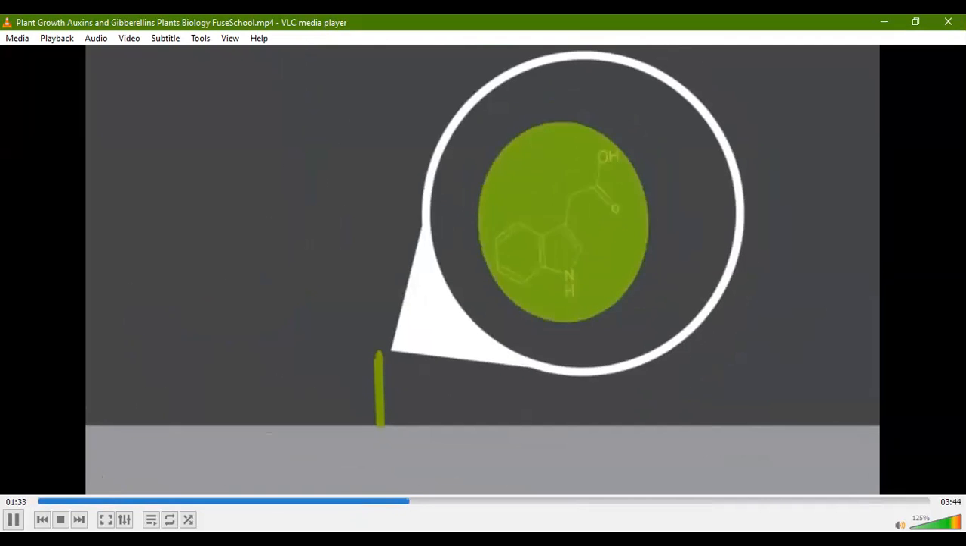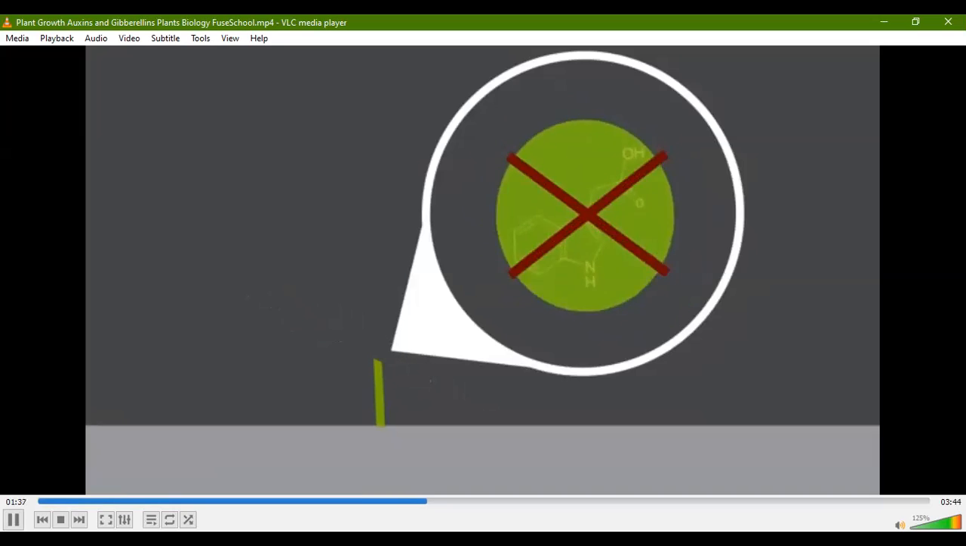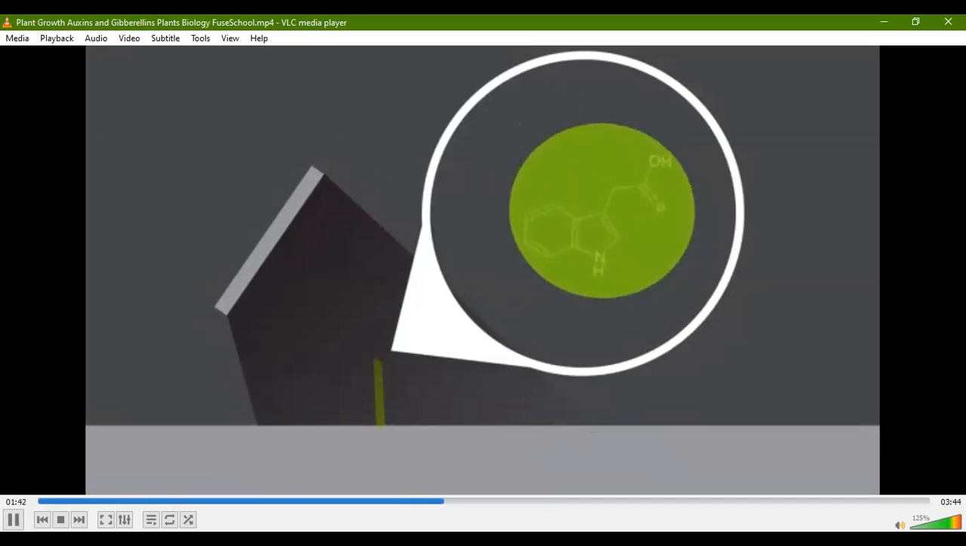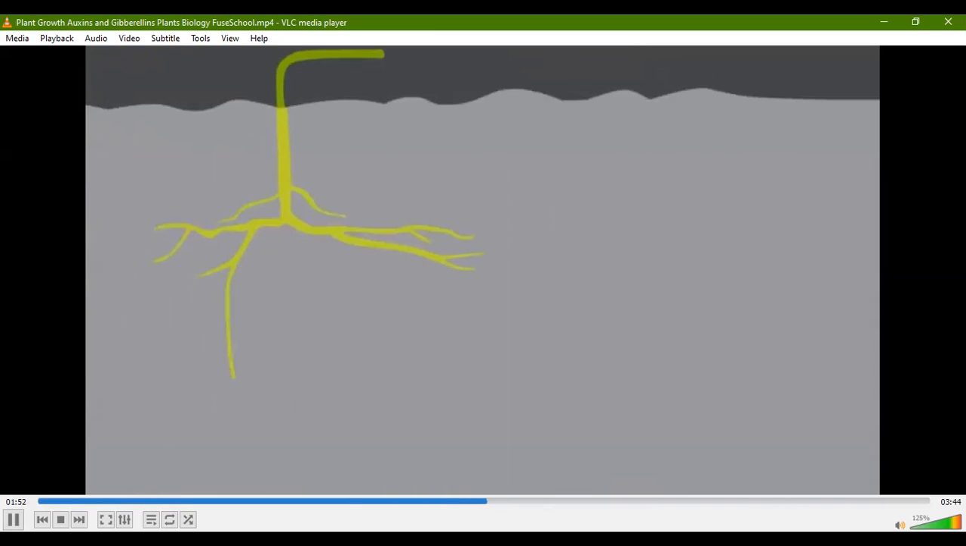Auxin is produced in the tips of growing shoots. If the tips are cut off, then no auxin can be produced, and so no plant growth. If the tips are covered, whilst auxin is still produced, light cannot break it down, and so phototropism cannot occur. The plant just grows straight up and does not bend towards the light. Pretty straightforward so far. Now let's switch it up a bit.